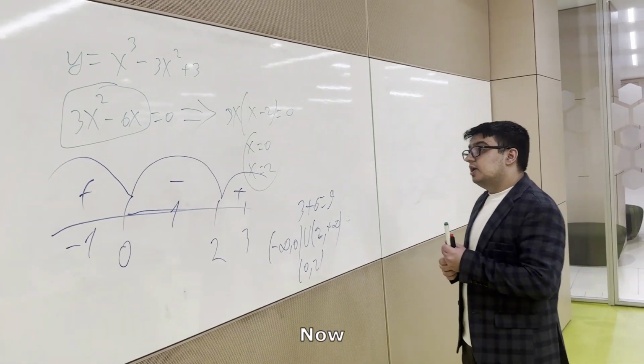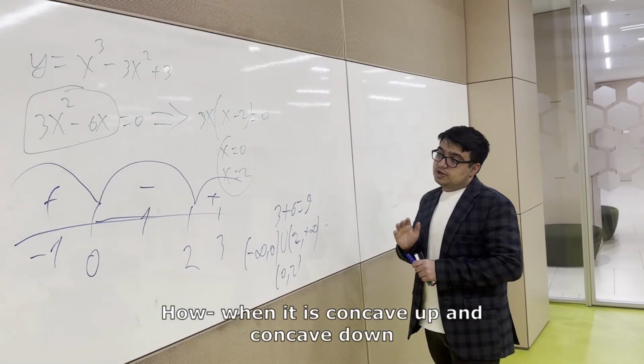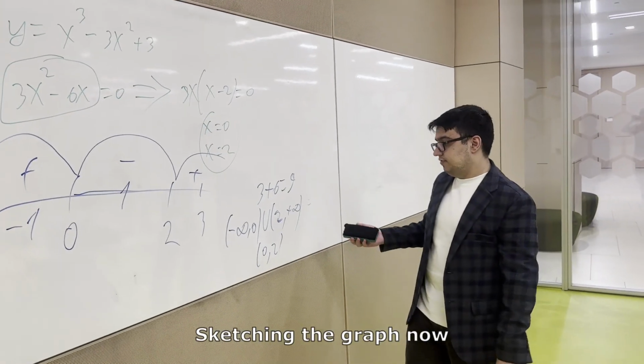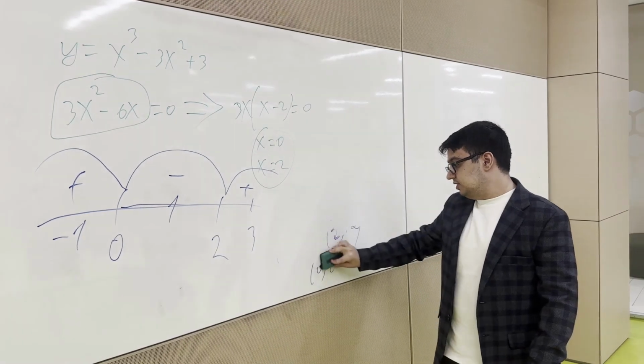Well, now we're going to find when it's concave up and concave down. So I'll start sketching the graph now. I mean, not sketching the graph, I mean just finding the inflection points. That's what we need.